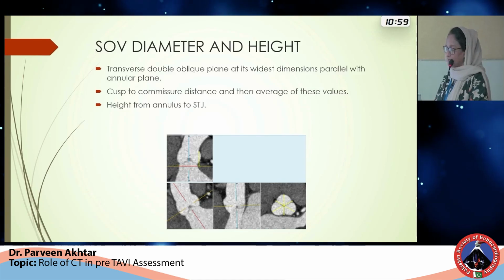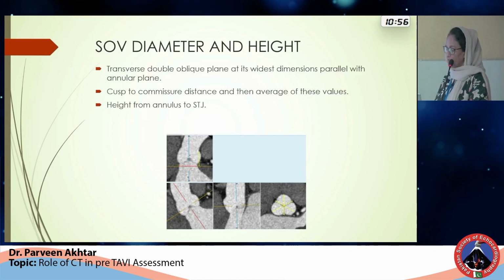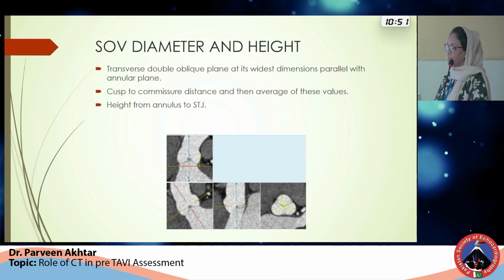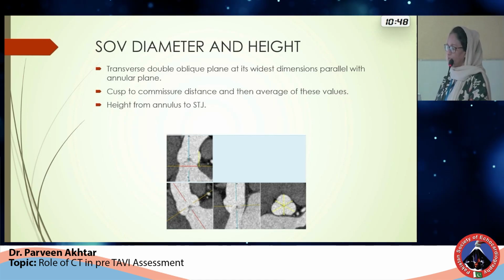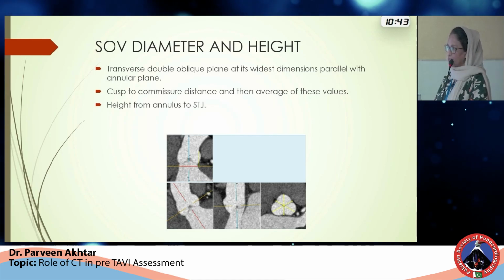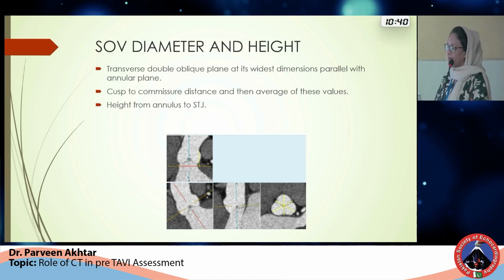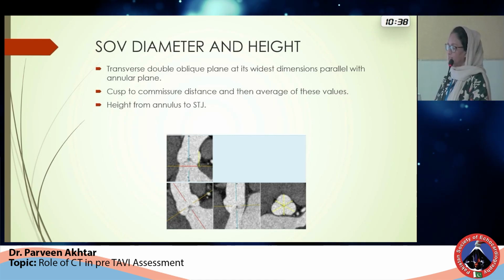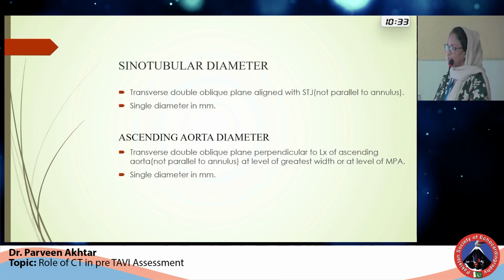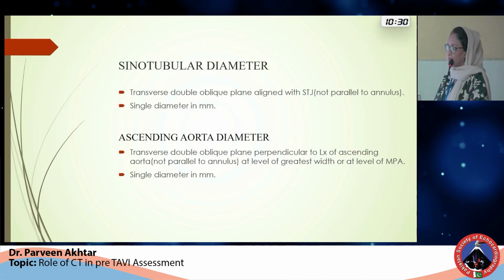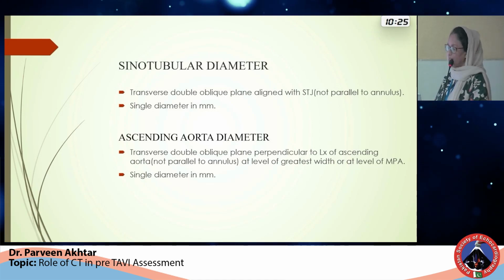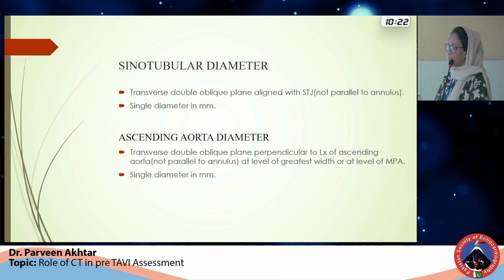Then the sinus of Valsalva. You measure it by the transverse double oblique plane at its widest dimension, parallel with the annulus plane, and the cusp commissure dimension is taken and then averaged in axial images. The height from the annulus to the STJ is the height of the cusp. Then the sinotubular junction is again measured by the transverse double oblique plane aligned with the STJ, not parallel to the annulus, and a single dimension in millimeters is sufficient.